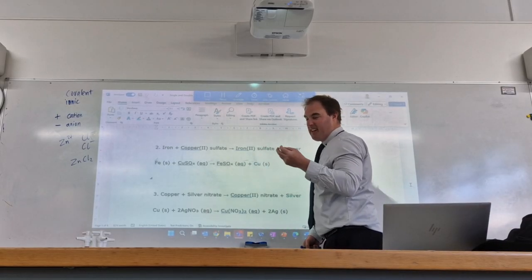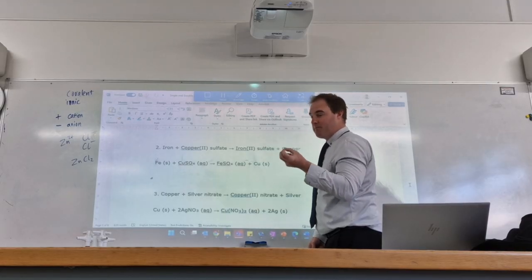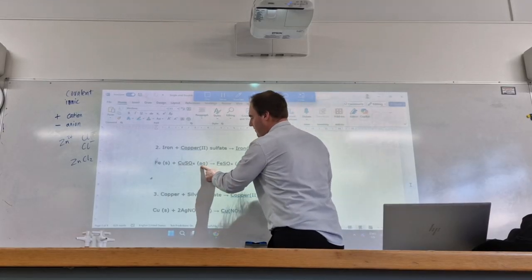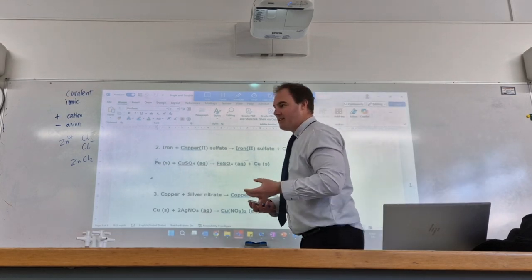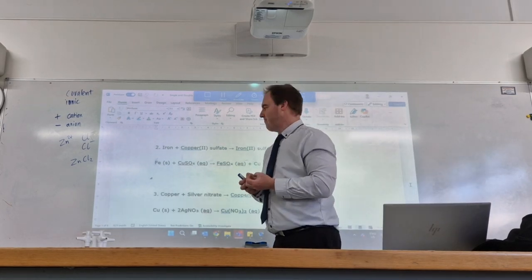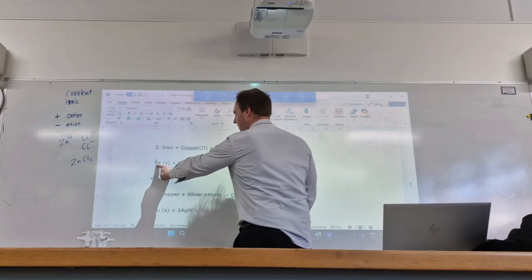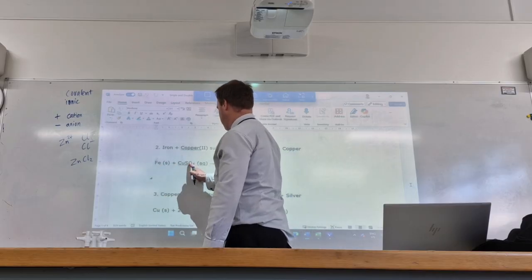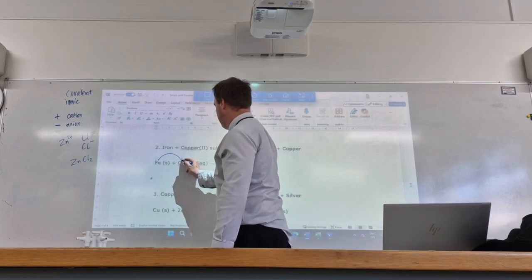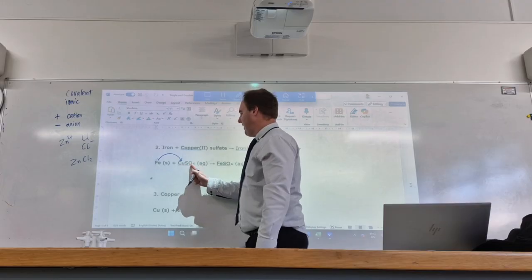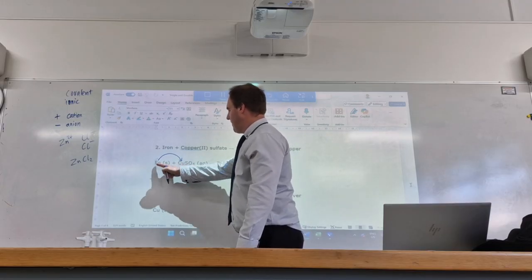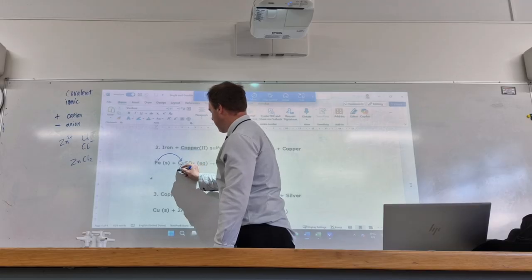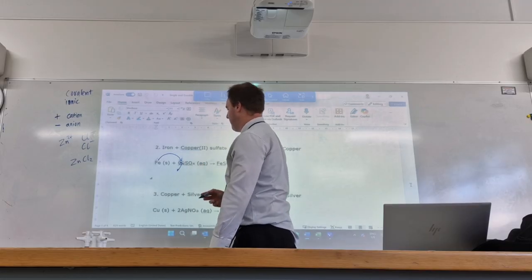It would probably be a powder or a crystal of copper that's being produced. The AQ means it's aqueous, which basically means that it's dissolved in a liquid. Okay? So we've got iron being added to copper sulfate, and what it's doing is, the sulfate is actually more attracted to the iron than the copper.